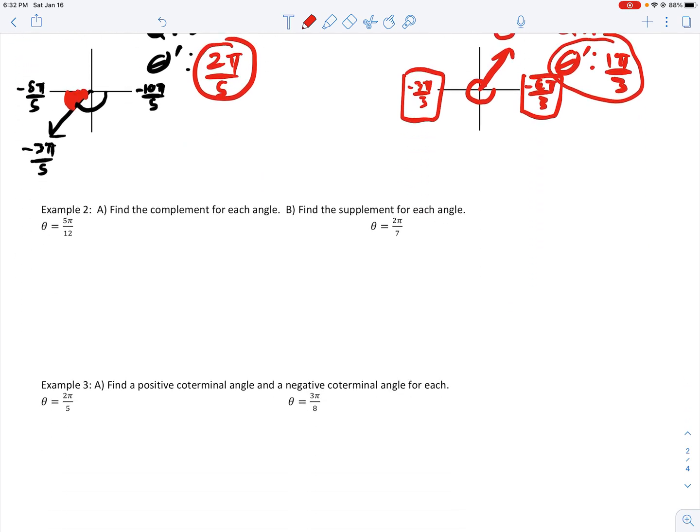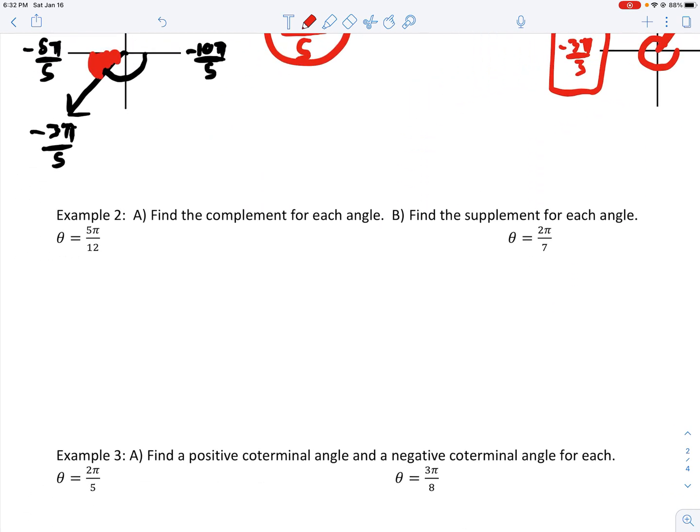Wait, example 2. Find the complement of each angle and then the supplement. So remember, complement means they add up to 90 degrees. So for us, that's pi over 2. Supplement is 180 degrees. So for us, that's pi.